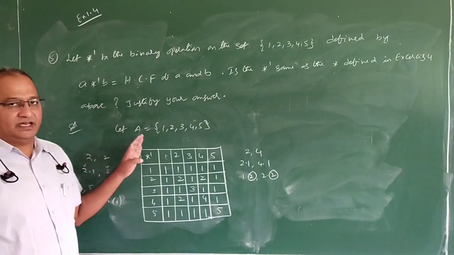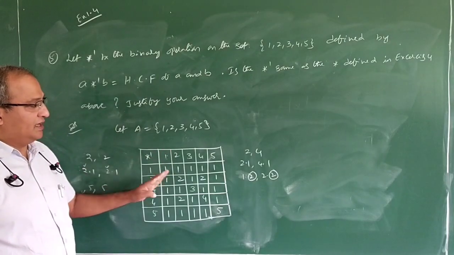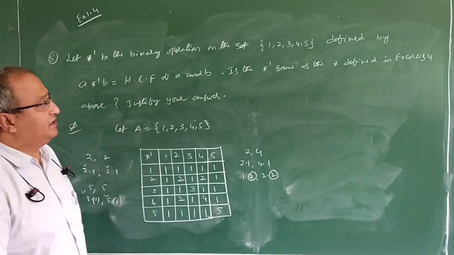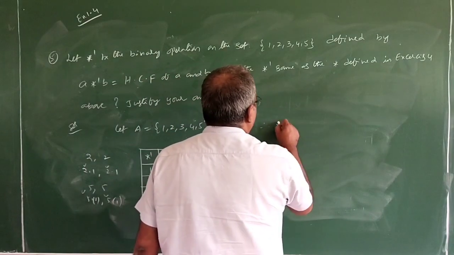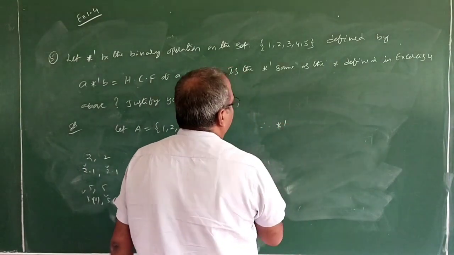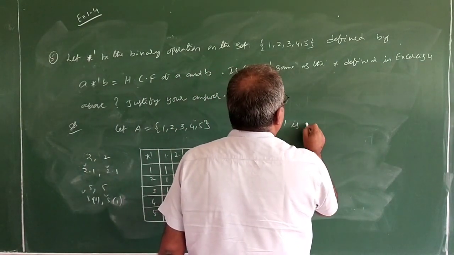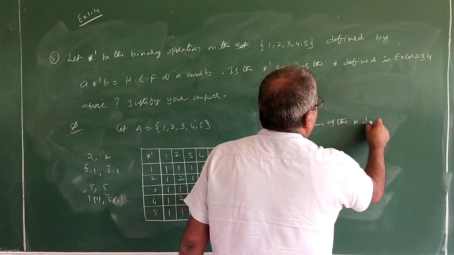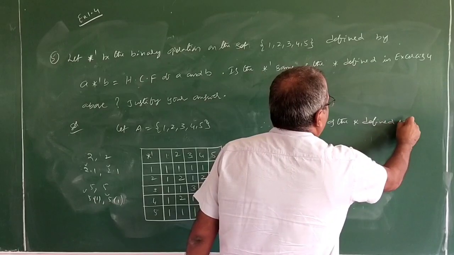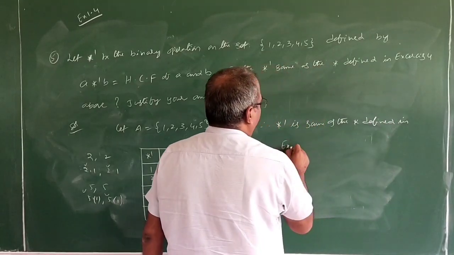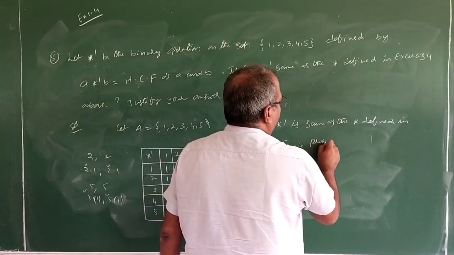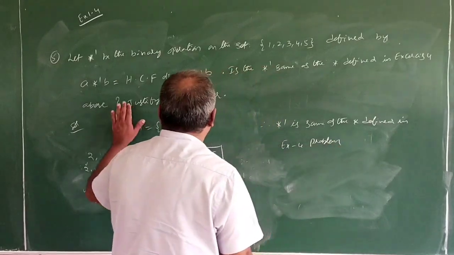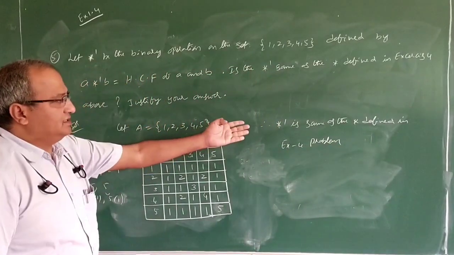Observe the previous table. Both tables are the same. So what is the justification? Therefore star dash is the same as the star defined in the exercise 4 problem. Okay, so he is asking to justify your answer, so that is the justification for him.